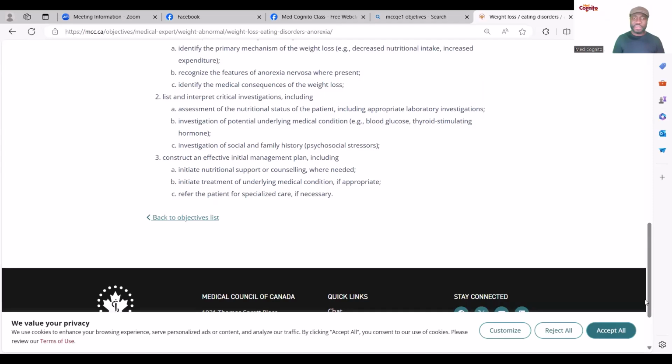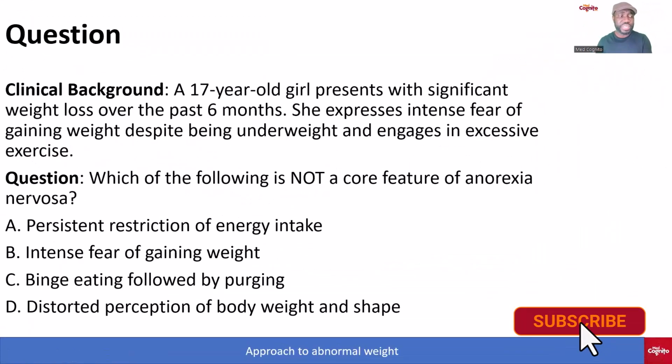All right. And then construct an effective initial management plan, including initiating nutritional support or counseling. So what is going to happen if you initiate nutritional support in a patient with anorexia nervosa? What are the complications of starting treatment in a patient with anorexia nervosa? And initiate treatment of the underlying medical condition, if appropriate, and refer the patient to specialized care when necessary. All right, so these are the things you need to start paying attention to. Let's start with the first question. We will do a question based on these objectives, and based on the question, we will give a teaching point.